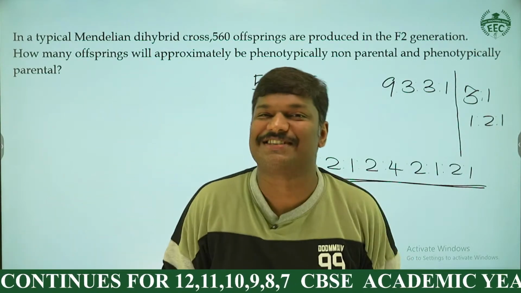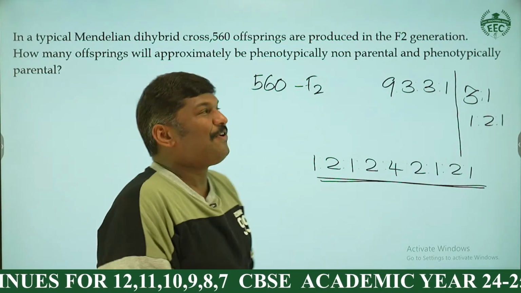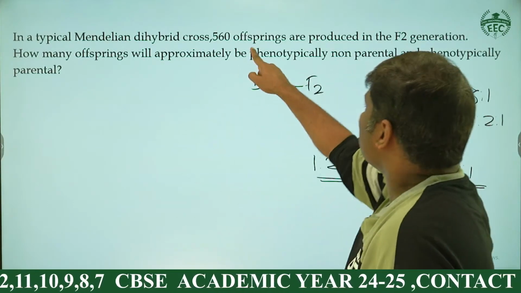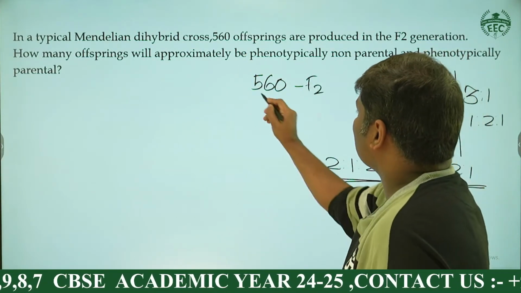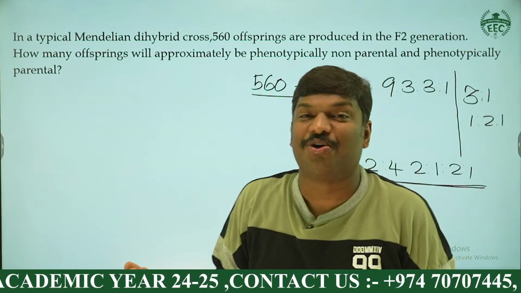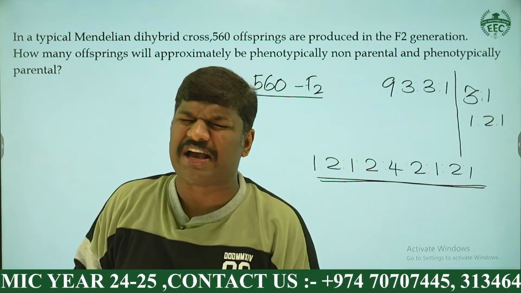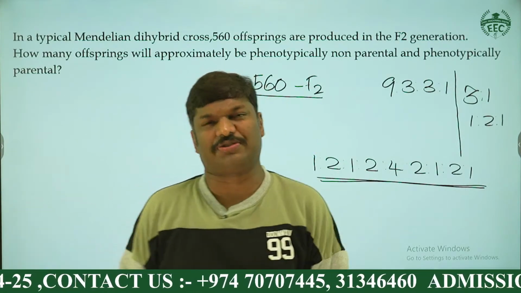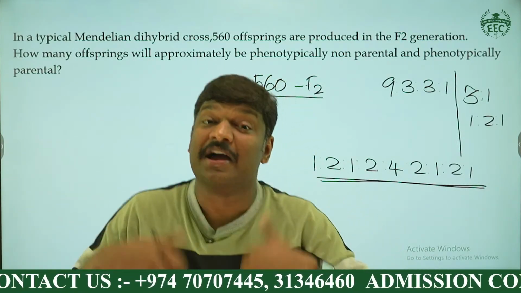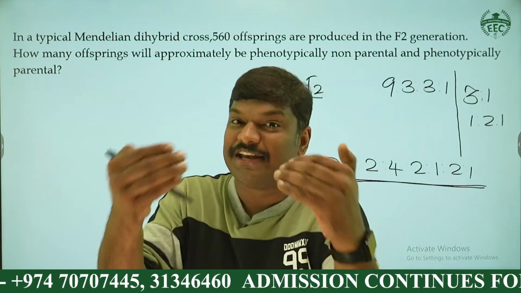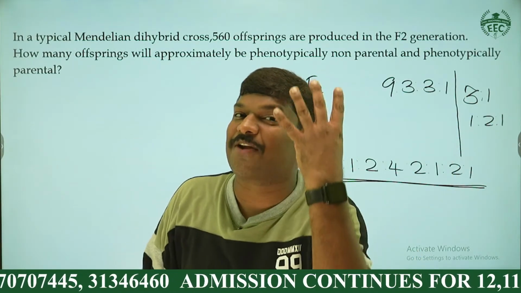And here the question is related with the Mendelian phenotypic ratio, my dear student, because the question is, in a typical Mendelian dihybrid cross, 560 offsprings are produced in the F2 generation. In the F1 generation, there is only one type of young one in all typical monohybrid and dihybrid crosses. But in F2 generation, in monohybrid, there are 2 different types of phenotypes, and in F2 of a dihybrid cross, you can see there are 4 different types.